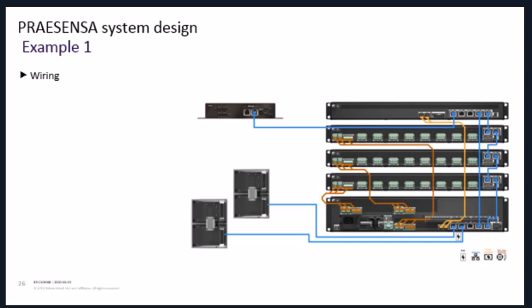And then the 2 call stations are connected to the MPS unit with 1 connection, just regular wiring there. So this is how it will look like, a very simple, a very daily PRAESENSA system design, PRAESENSA offer.